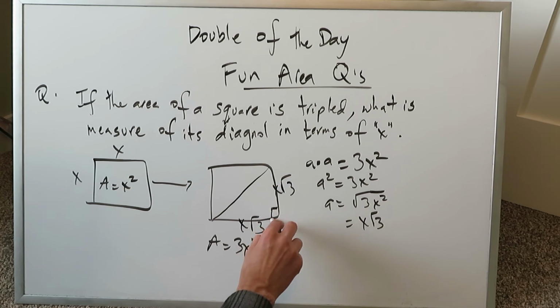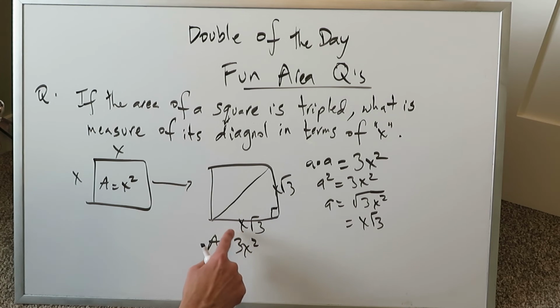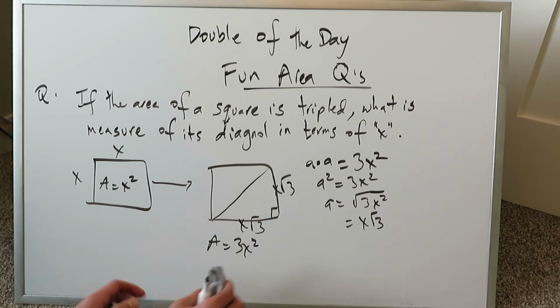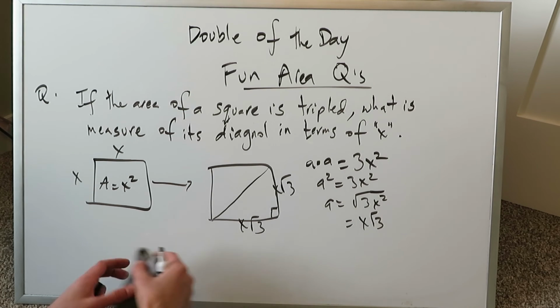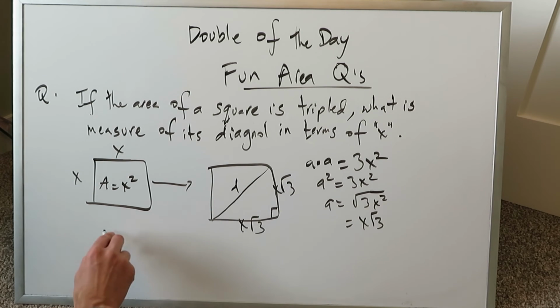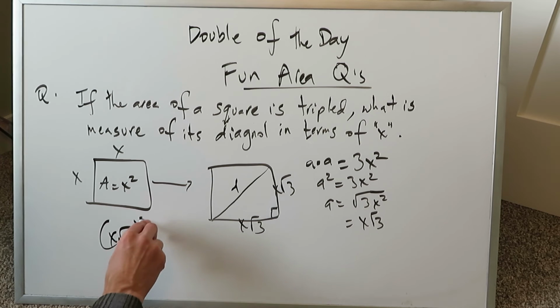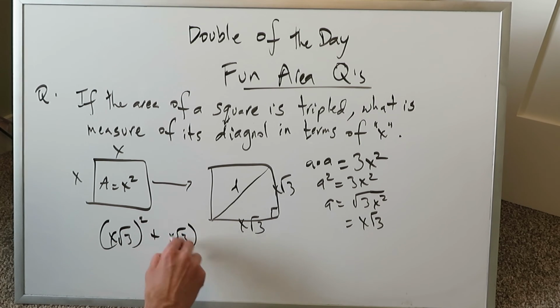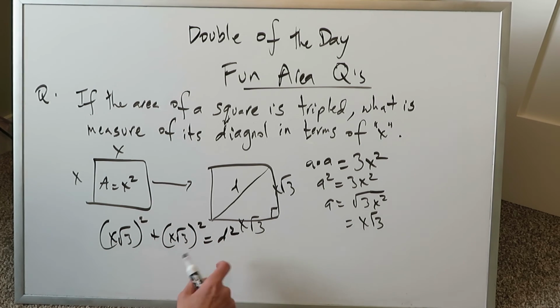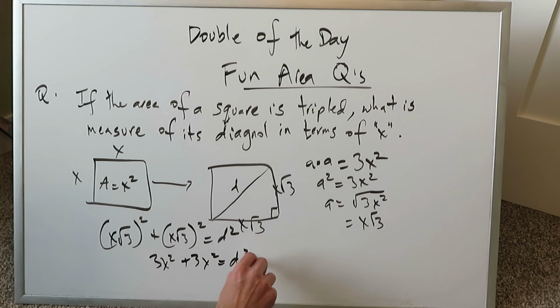The diagonal for a square will come off from a right triangle. a squared plus b squared is equal to c squared. All you would have to do is use the Pythagorean formula to determine the length of this diagonal d. You'll do (x root 3) squared plus (x root 3) squared is equal to d squared. (x root 3) squared would be 3x squared, and then you have another 3x squared is equal to d squared.